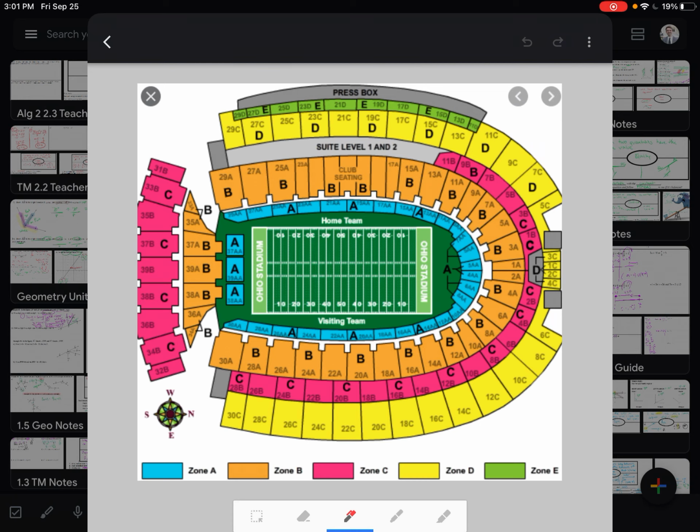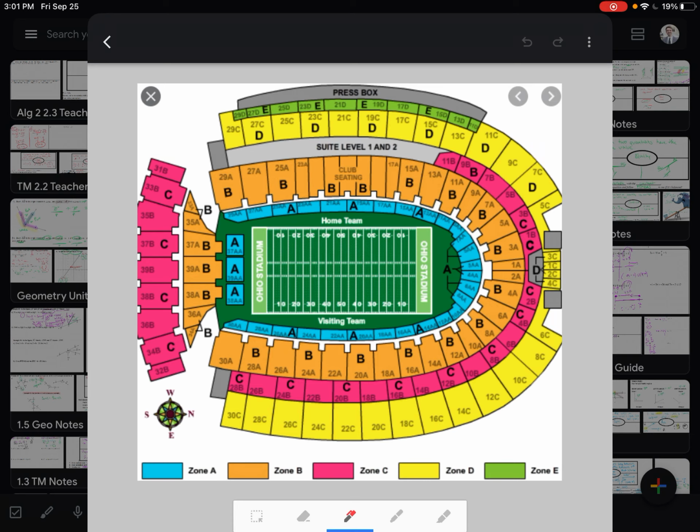A very common one that comes up, and they really like questions like this on standardized tests, is the idea of tiered seating. So you have a different price for different levels of tickets. For example, if you're way up in the nosebleeds, really far away from the field, you're probably in zone D with the yellows.